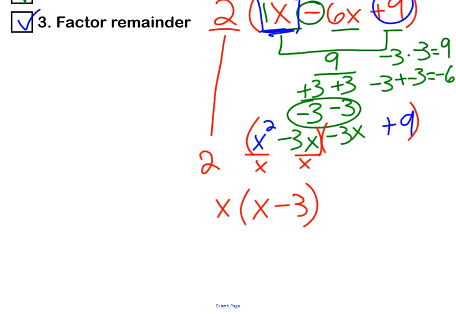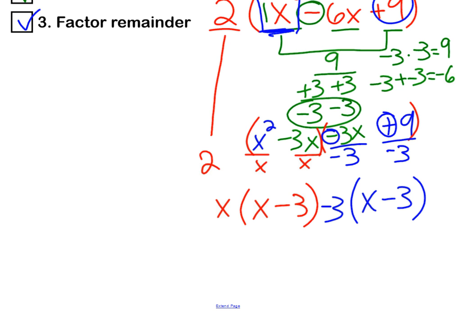On the second set of parentheses, I know I can GCF out a negative because the first term is negative and a negative 3 because that goes into both of the terms. What I end up left with is a positive 1x minus 3. Remember the positive and the negative there, make that a negative 3.